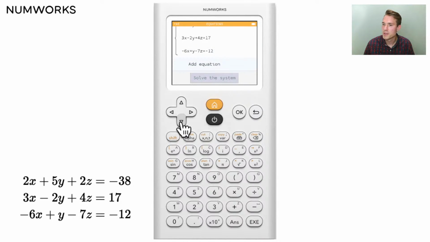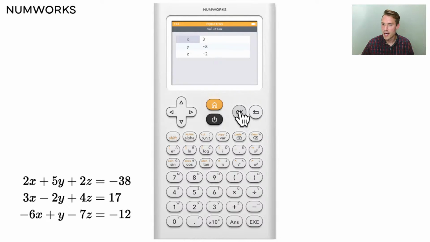And if I move down to solve the system, I have the same solution as before when I did my matrix method. 3 for x, y is negative 8, and z is negative 2. So depending on the context or the content of your lesson, of what you've been working on in class, you could solve this system of equations using the Equations app. You could solve it using matrices. It really depends on sort of what your goal is.